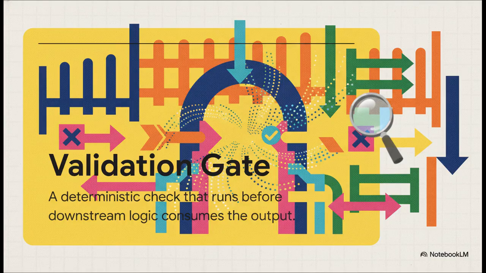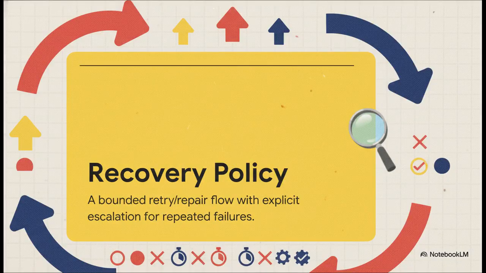Then the validation gate. Think of it like a checkpoint. Nothing gets through unless it's perfect. And last, a recovery policy. Because things will still go wrong, you need a plan B with retries.